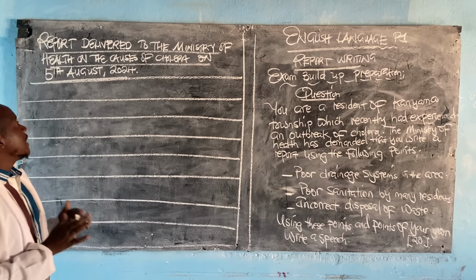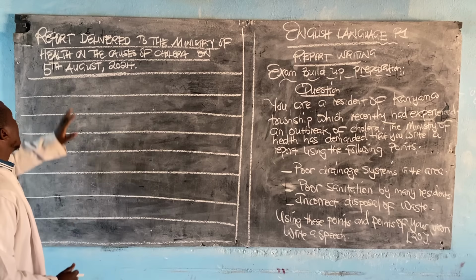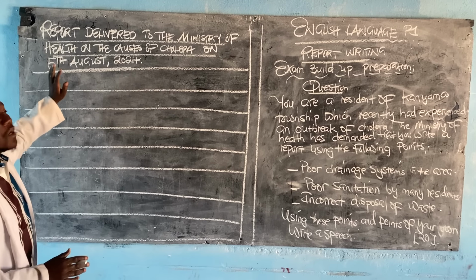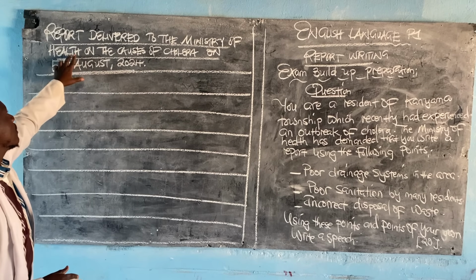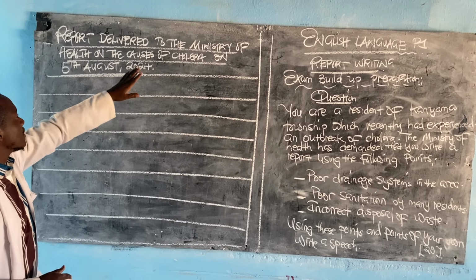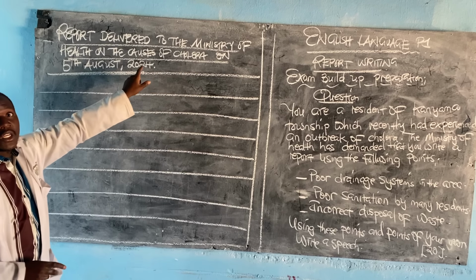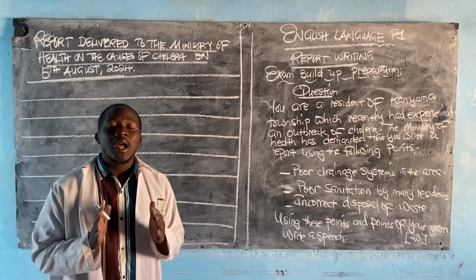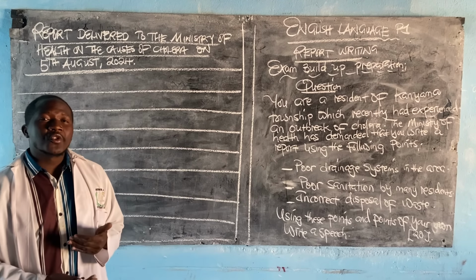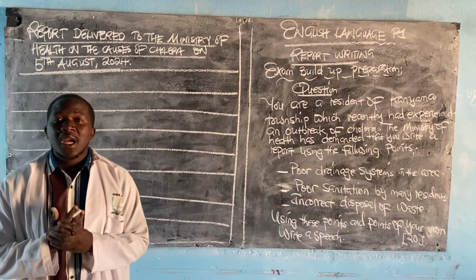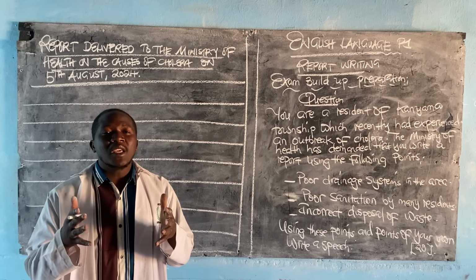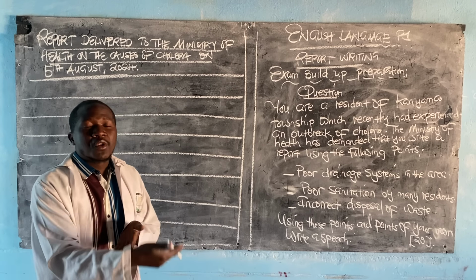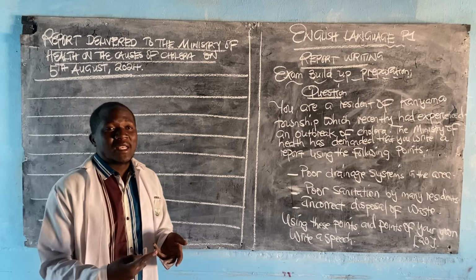So inside the title, or when titling a report, we're going to start with the name of the composition to correspond to what's been written, delivered to the Ministry of Health. This is the demander, on the causes of cholera on 5th August 2024. And then we're going to come up with our introduction. Inside the introduction of a good and properly written report, it will simply be a feature that's going to show how we are going to ensure that we talk about the past or the events that have passed.